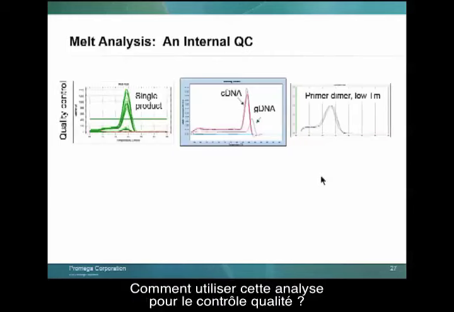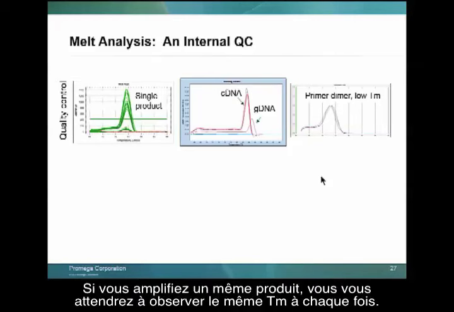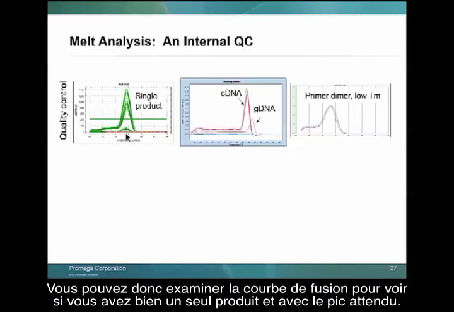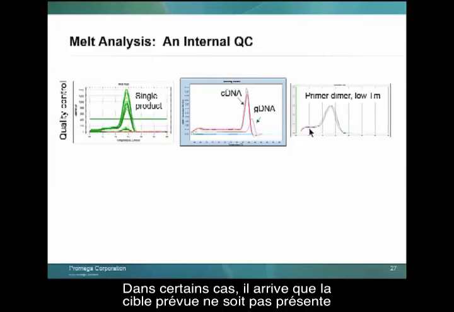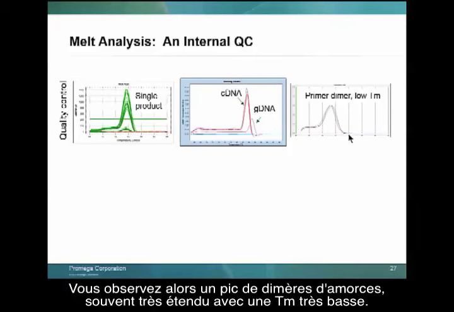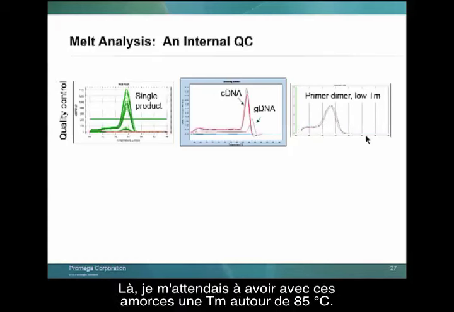So how do we use this for quality control? If you are amplifying the same product, you will expect the same TM of that product every time. If it's a single product, you expect to have a single melt peak. So you can look at your melt analysis to see if you have a single product of the expected peak. There may be circumstances where you don't have your anticipated target and your primers have interaction, so you get primer dimer peaks, which would be a very broad, low TM peak. Here, I actually expected a TM of around 85 with these primers.